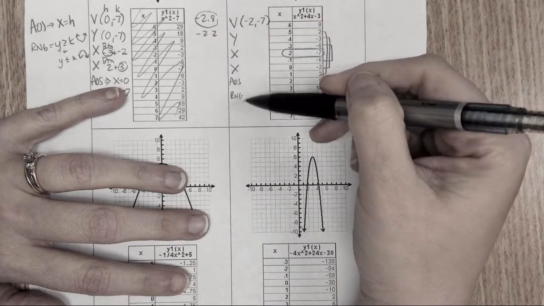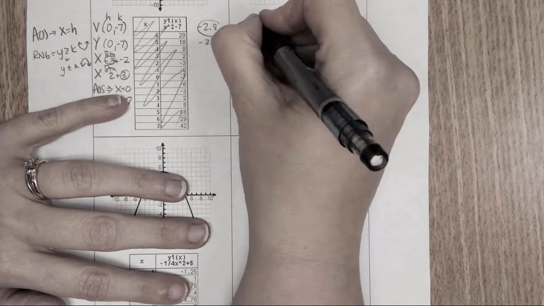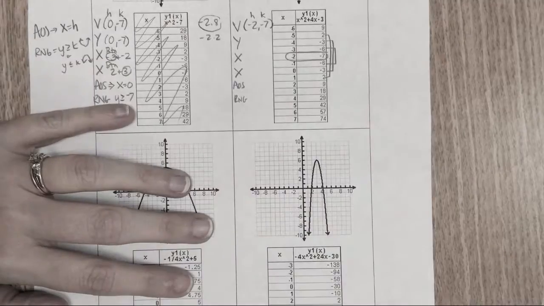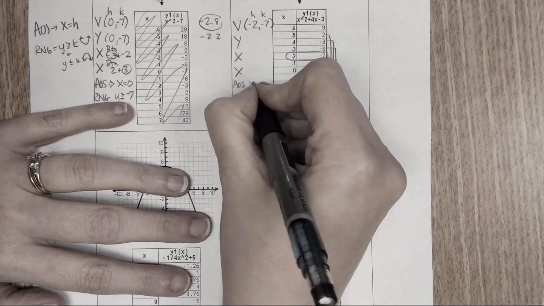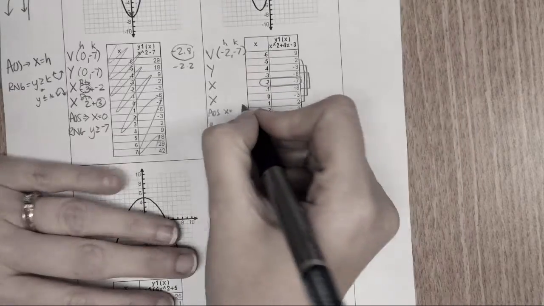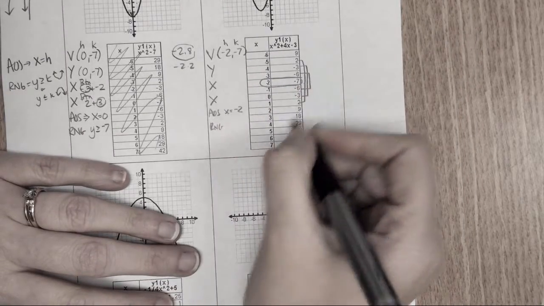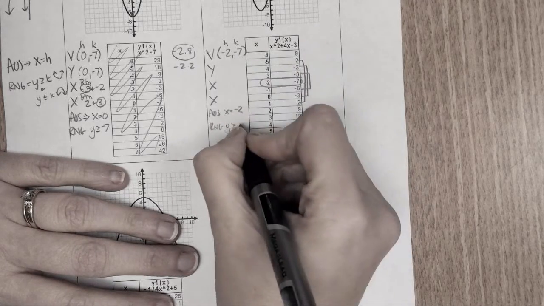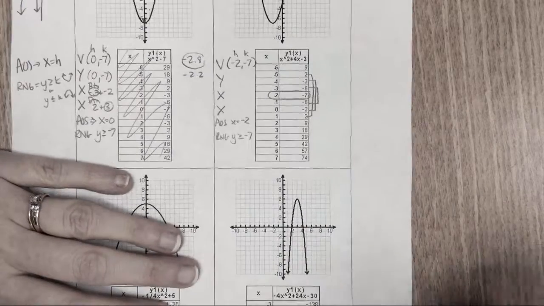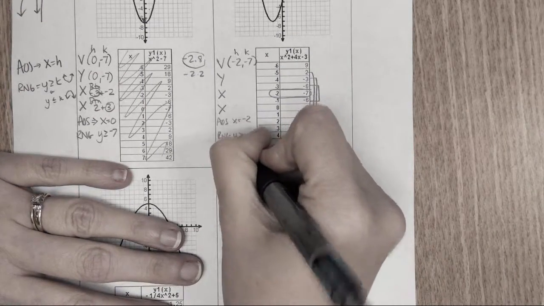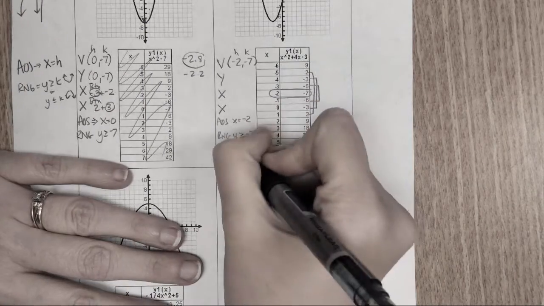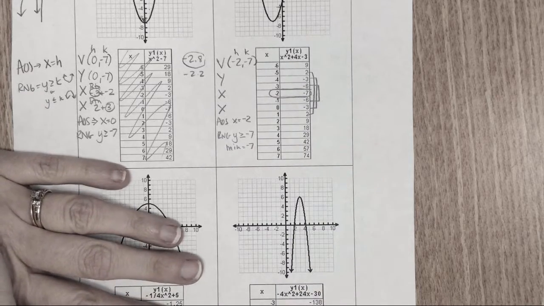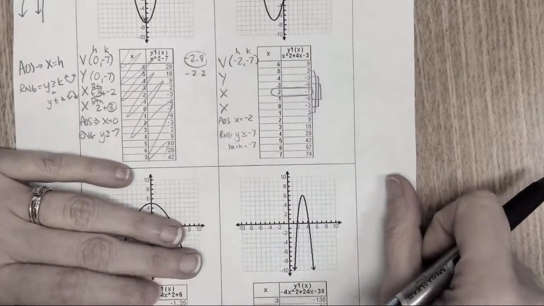And just because I know I'm going to write down the axis of symmetry and the range, I'm going to label that H, K, just so I know. And right away, my axis of symmetry is x equals h, which is negative 2. This is pointing up, so my range is y is greater than or equal to k, which is negative 7. Boom, I've already got that. I have a minimum, and my minimum is negative 7. Okay? All I did was find the vertex, and I got all that information.